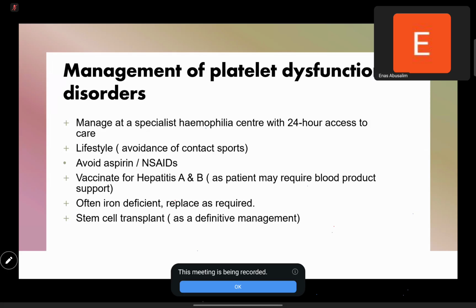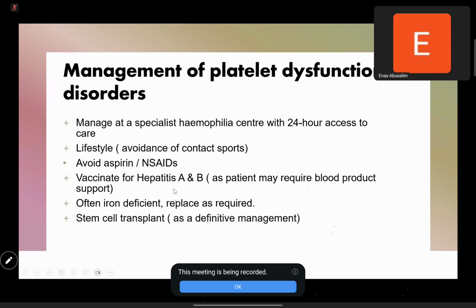So management, you as fourth-year students, no one will ask you about management. In sixth year you will need to know it. But in general, if someone has a platelet dysfunction disorder, it's important to refer the patient to a hemophilia or bleeding disorder center. We don't have this in Jordan, but at least the patient should be followed with a tertiary hospital with expert hematologists. Lifestyle changes including avoiding contact sports, avoiding anything that might affect platelet function further like NSAIDs and aspirin.